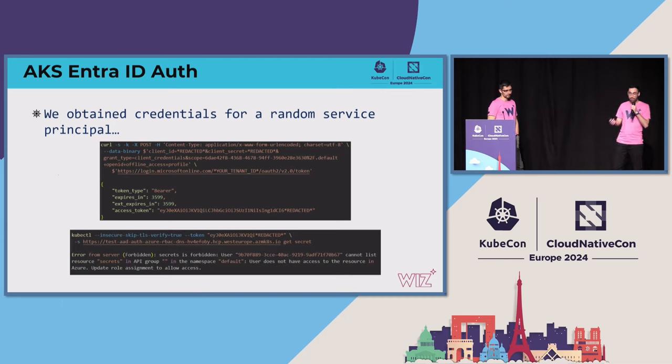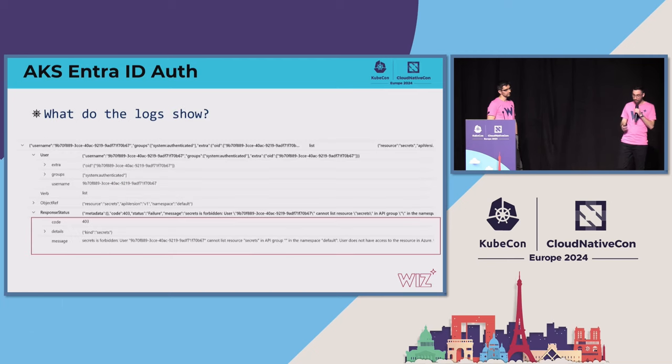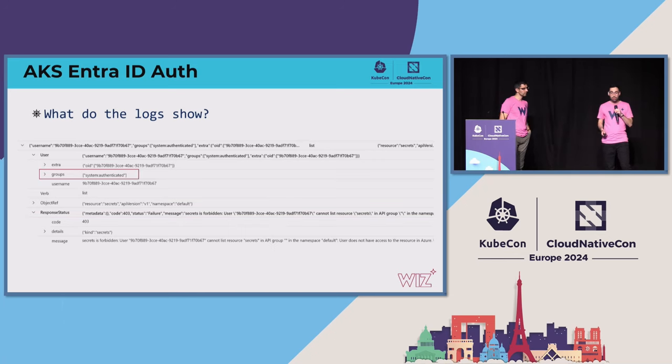Next, we'll use kubectl against our cluster and, for example, perform the get secret operation. And of course, we've been denied because we're not authorized to perform any operation. However, let's see what the log shows behind the scenes. So we can see the response status, basically the same error we received before. But let's focus on the user section, and more specifically on the groups. So we can see that we are part of the system:authenticated group.